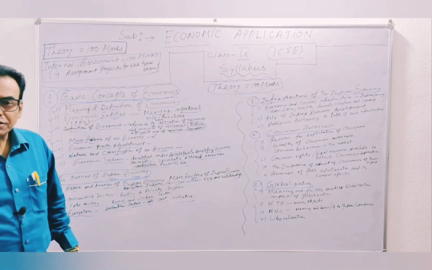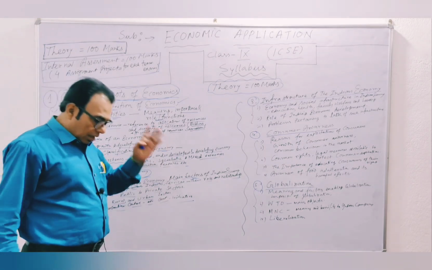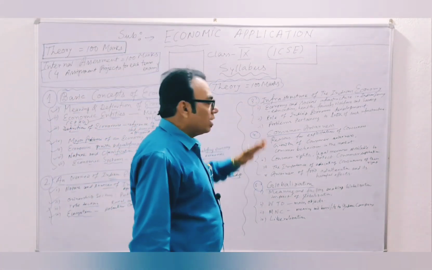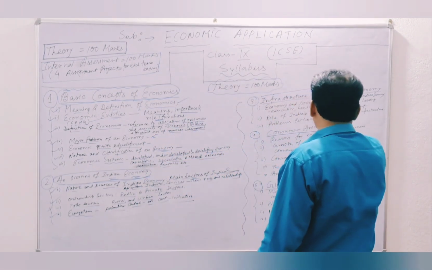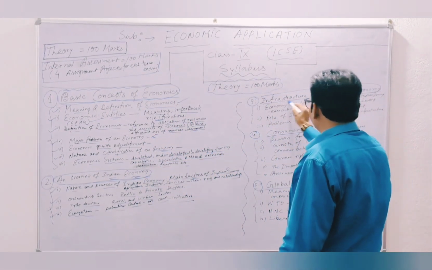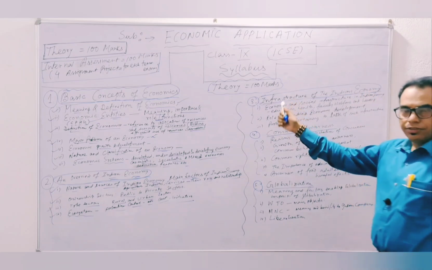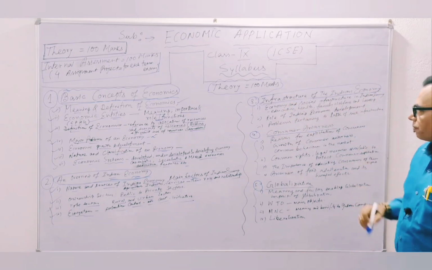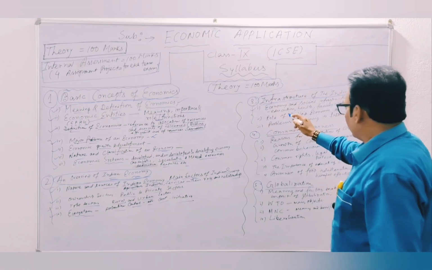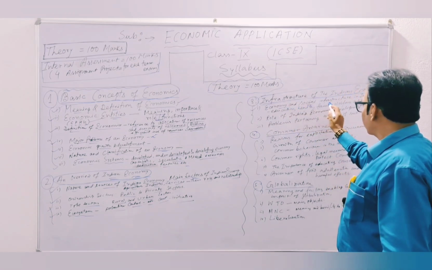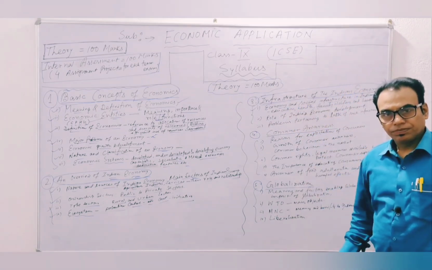I think it's clear, students. Everyone clear? Now the next topic, chapter number three, is the infrastructure of the Indian economy. Infrastructure of the Indian economy. Okay, what is infrastructure? See here, number one, economic and social infrastructure.